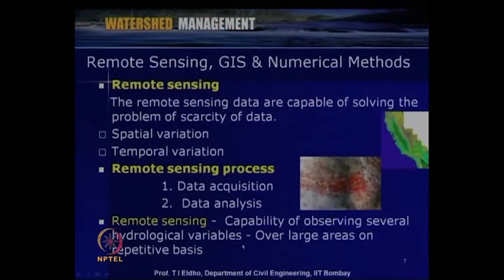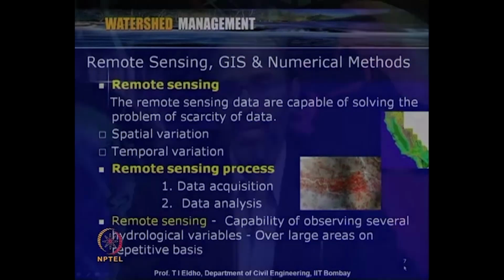So, that is the advantage of remote sensing: the capability of observing several hydrological variables over large areas on a repetitive basis. That is the major advantage of remote sensing. Then the other tool is the Geographic Information System, GIS, about which we also had a discussion in one of our earlier lectures.